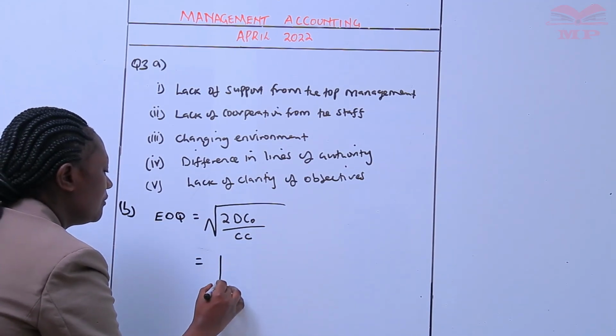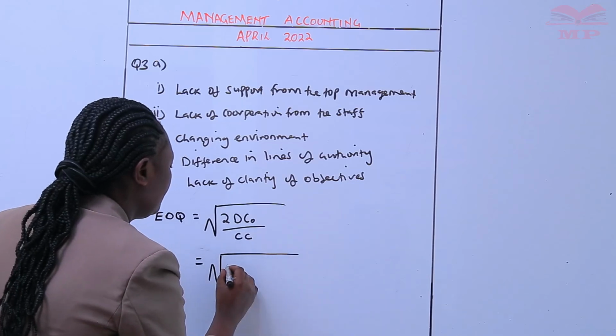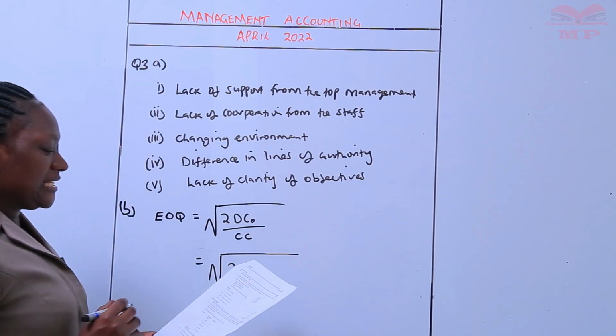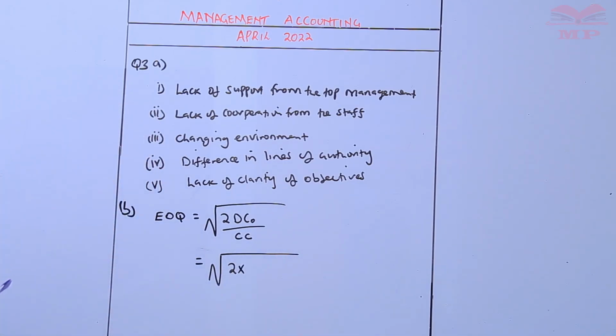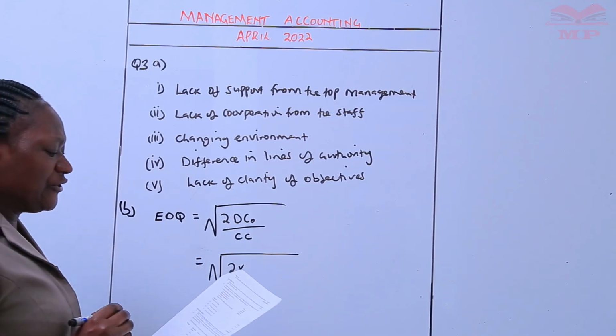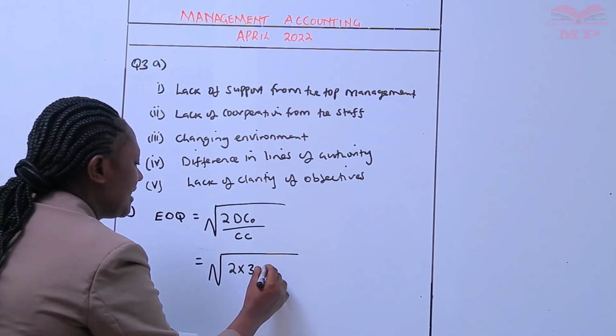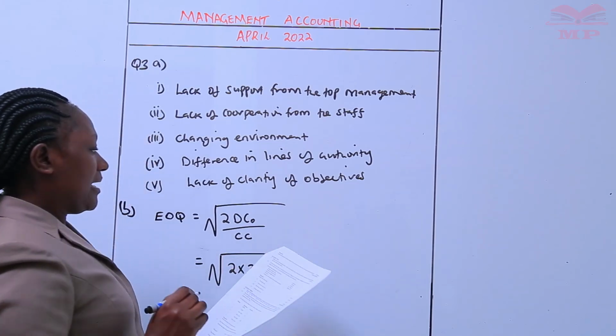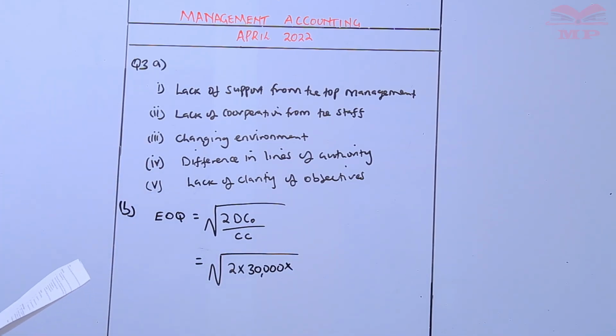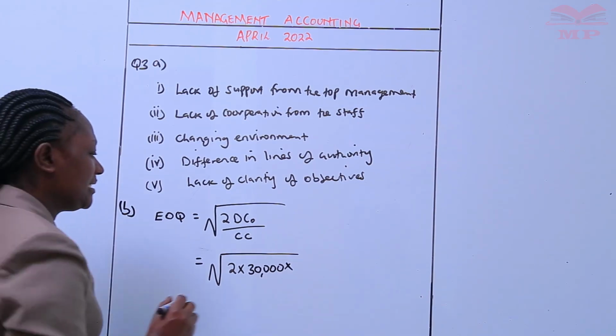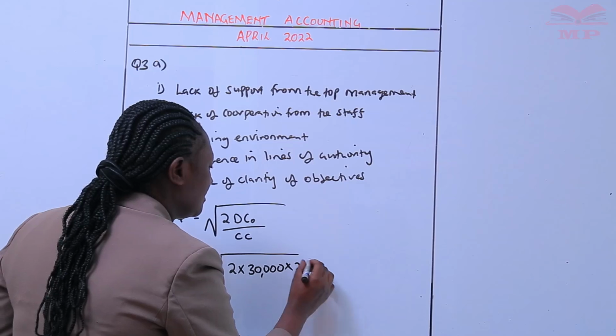So this will be equal to the square root of 2 times D. D is referring to the annual demand, and we are told that the annual demand of its product is 30,000. So multiply that by 30,000. CO is referring to the ordering cost per order. You are told that the ordering cost per order is 2,500.